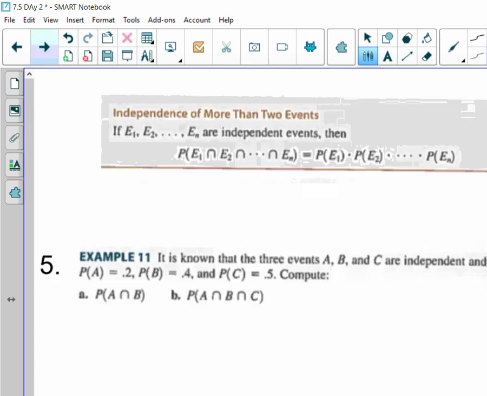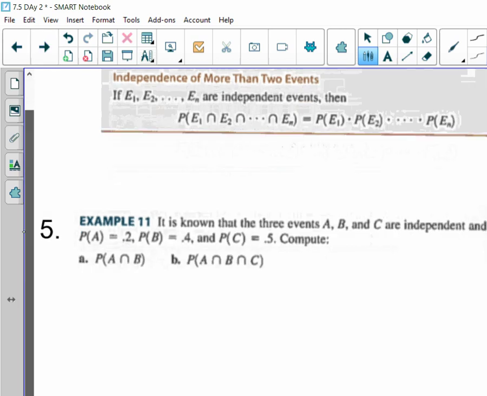And then the last thing in this section talks about the independence of more than two events. Just like with two events, the intersection of those events equals the product of their probabilities. So if you have event 1, event 2, on to event n, the intersection of all of those events will be equal to the probability of multiplying them together. The same process applies to more events. Example 11 is just showing that. It says it is known that the three events A, B, and C are independent, and that the probability of A is 0.2, the probability of B is 0.4, and the probability of C is 0.5. Compute the following. This is just showing that formula.